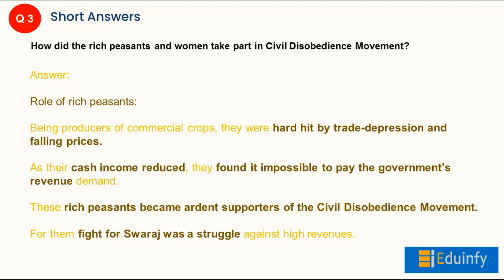How did the rich peasants and women take part in the civil disobedience movement? Role of rich peasants: being the producers of commercial crops, they were hard hit by the trade depression and falling prices. As their cash income reduced, they found it impossible to pay the government revenues. These rich peasants became ardent supporters of the civil disobedience movement. For them, the fight for Swaraj was a struggle against high revenues.